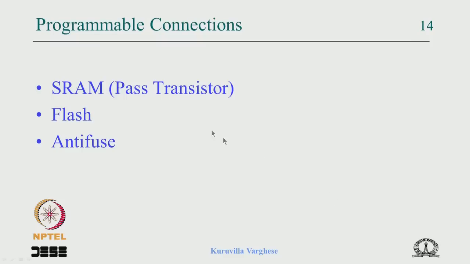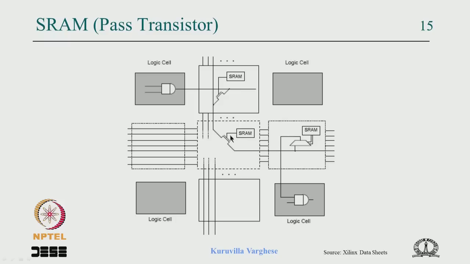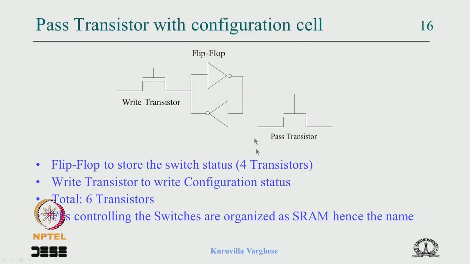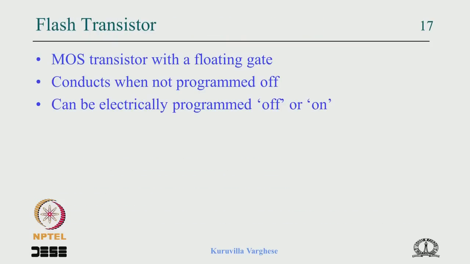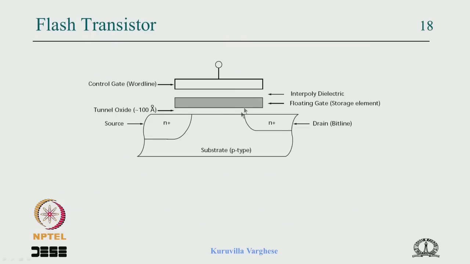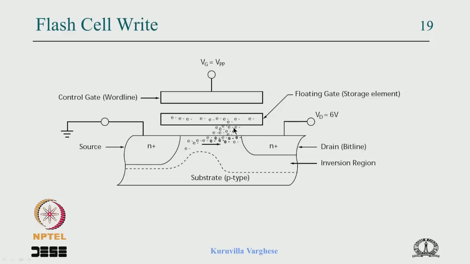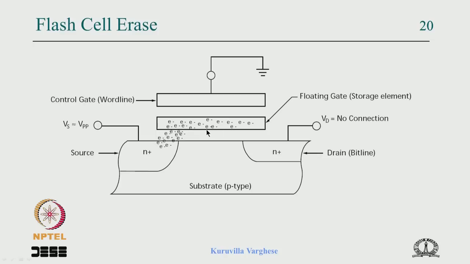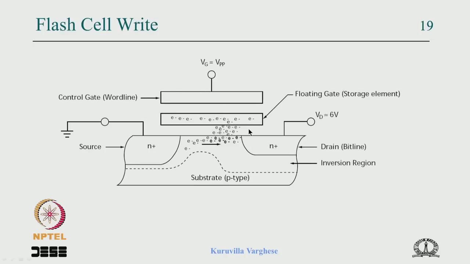Last time we said these are the three programmable interconnection technologies. SRAM uses a pass transistor as a switch, with the gate status stored in a flip flop arranged as SRAM, hence the name. The flip flop consists of cross coupled inverters, which occupy four transistors, plus the right transistor and the real switch. It consists of six transistors, quite big, and that is why the logic blocks are made big. A flash transistor is a normal transistor with a floating gate which can be turned off by trapping electrons.